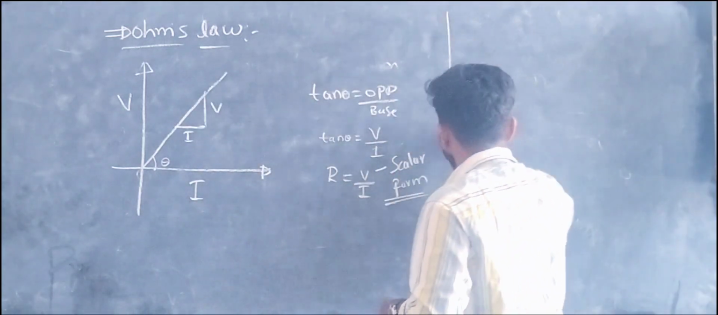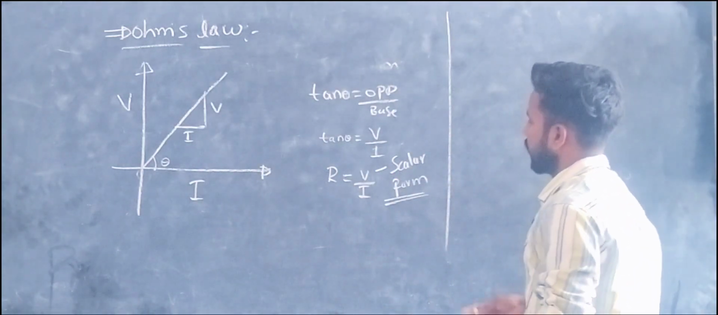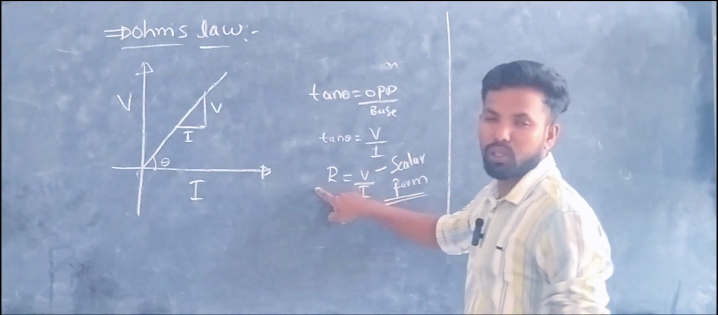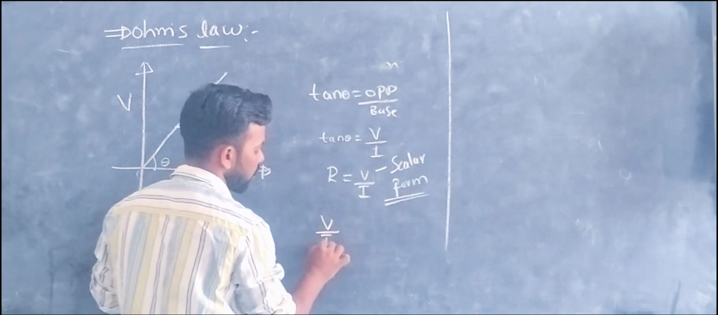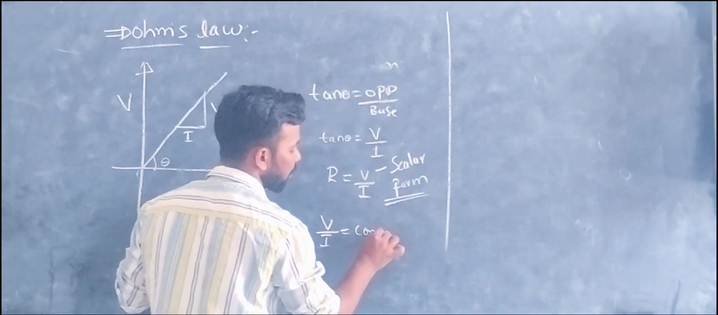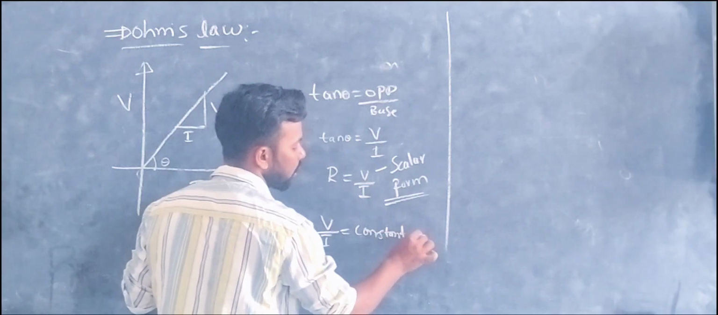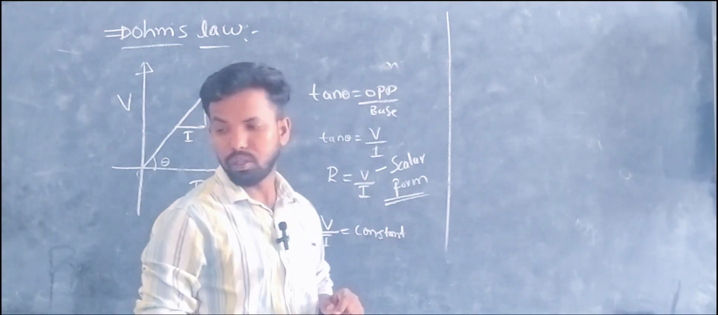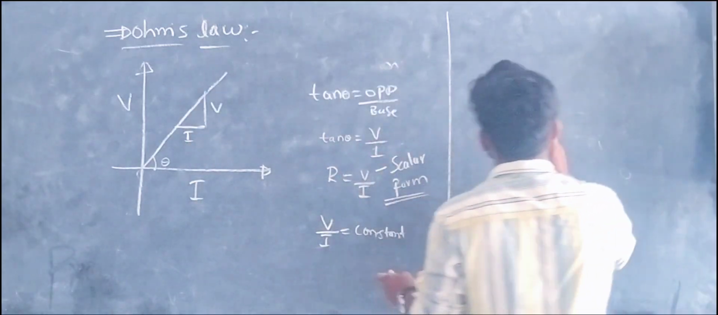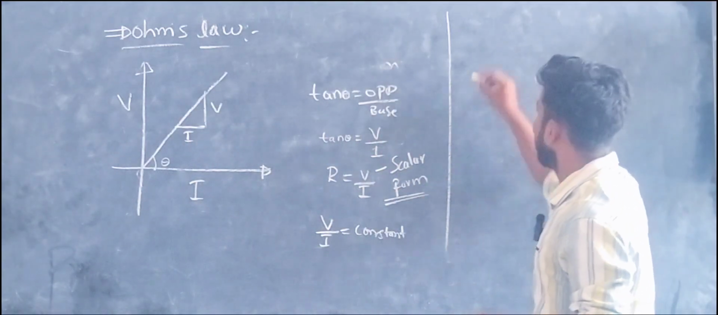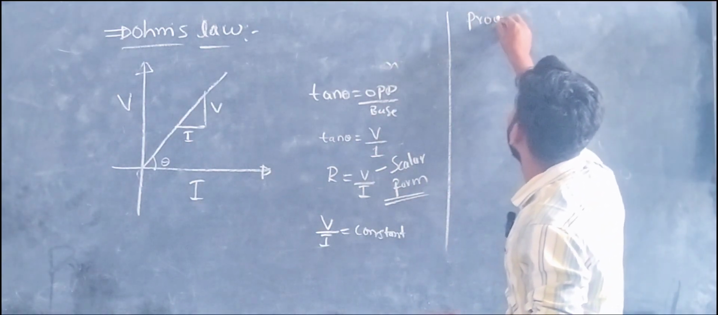For this we want proof. We have to prove that V by I is equal to a constant. R is a constant. How do we prove it? Okay.